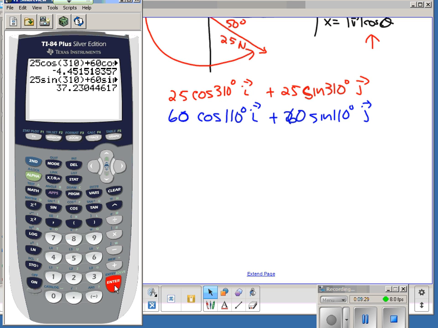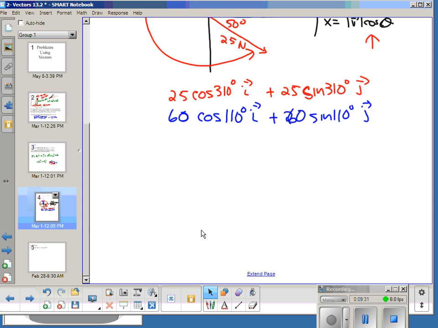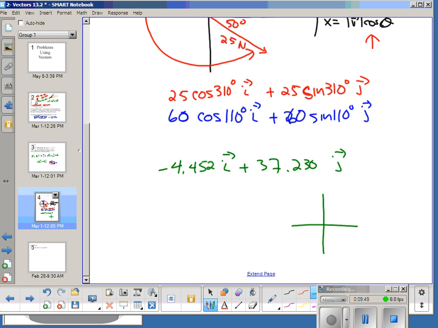And so overall, my vector is, 30, nope, what am I doing? So it's -4.452 in the i direction and 37.230 in the j direction. So overall, the force will be -4-ish this way, 37-ish that way. So my vector itself is more in that direction.